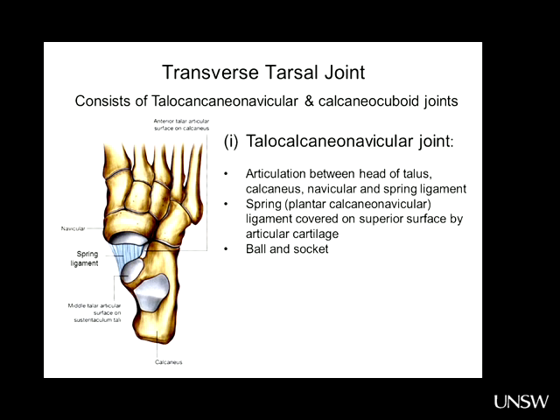Right, so if we wanted to put some ligaments onto here, we can actually put our spring ligament. There's the spring ligament, right? And that's forming the lower part of the socket. So there's the spring ligament going from the sustentaculum tali back there to the navicular.